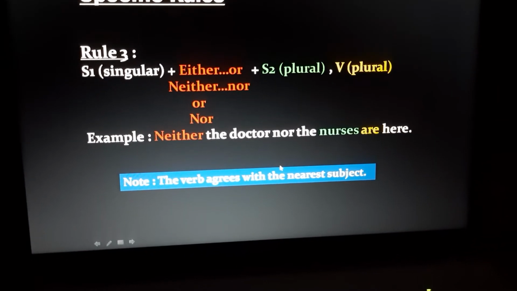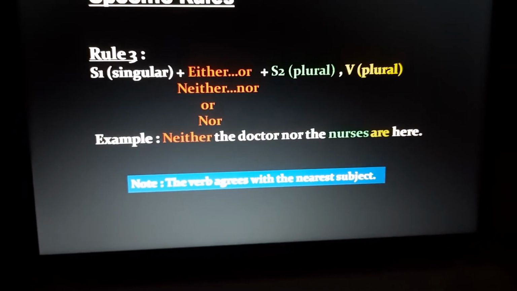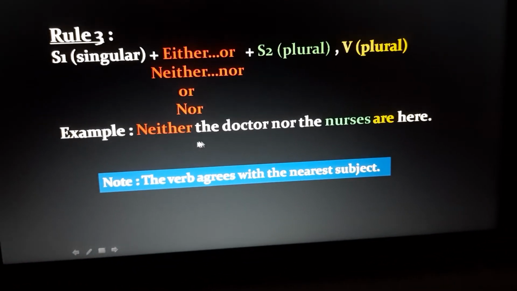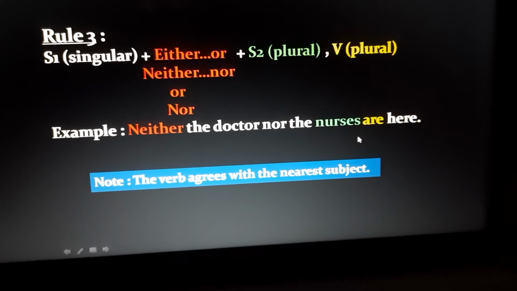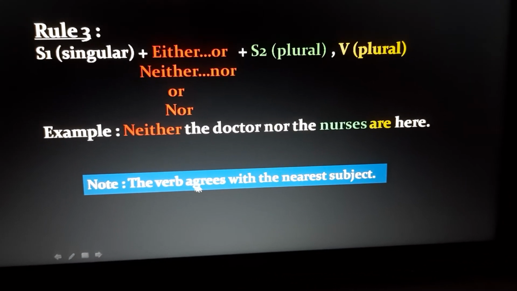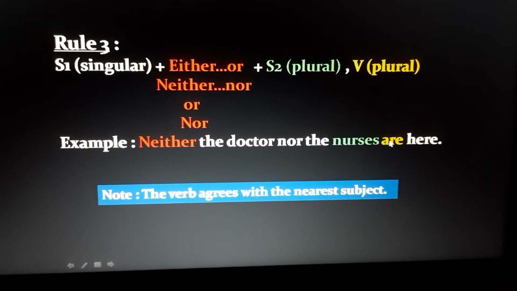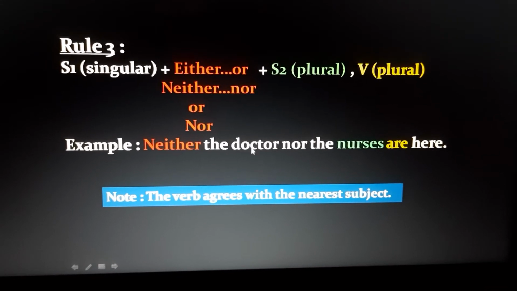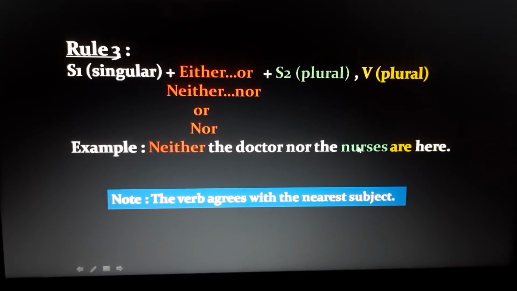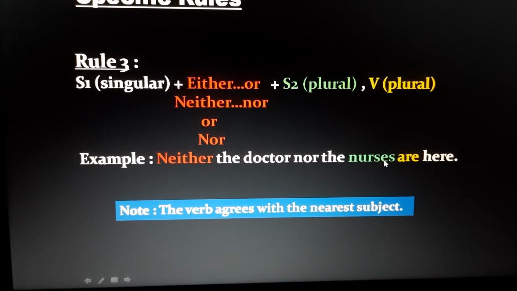The verb agrees with the nearest subject. Now consider the same example. Neither the doctor nor the nurses. Now "are" is the verb. According to this note, the verb agrees with the nearest subject. Now the nearest subject to "are" is nurses. There's another subject as well, which is doctor, but doctor is far and nurses is near. So the verb will always follow the nearest subject.